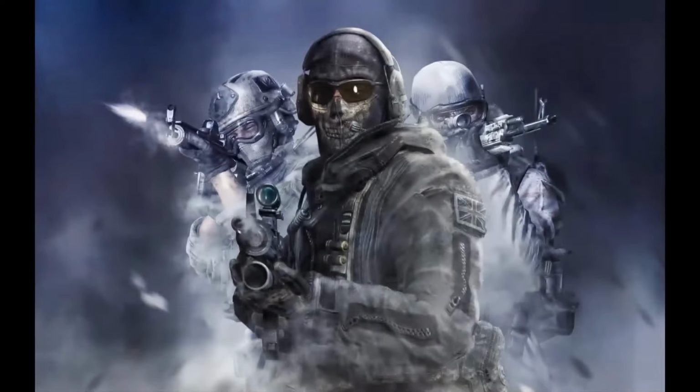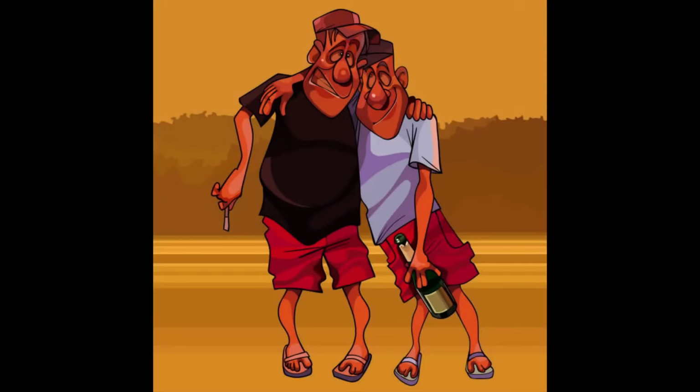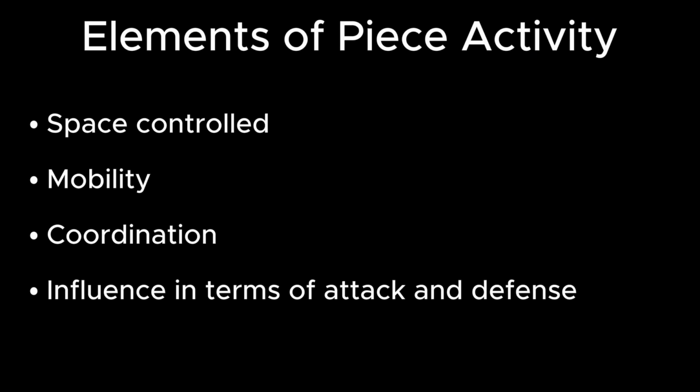You want your pieces to look like an elite military squad, not a group of drunk friends wandering in different directions. Check out the activities of pieces by each side and how well they are working together. You may also do a similar comparison here, that is, activity level of the same pieces by each side. Here are some points you can look at to determine how active a piece is.